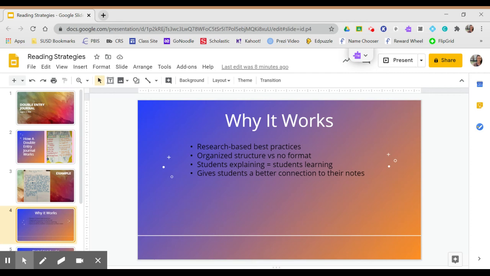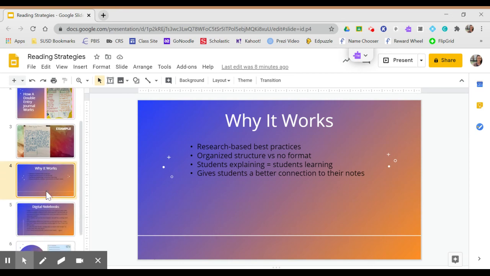So it's the students explaining, and therefore the students are learning. It's not just me talking at them, telling them what it is. It's the students that are having to think and explain why the text is saying certain things. Therefore, it's the students that are the ones learning, which is great. And it also gives students a better connection to their notes because they're the ones that are doing it piece by piece.